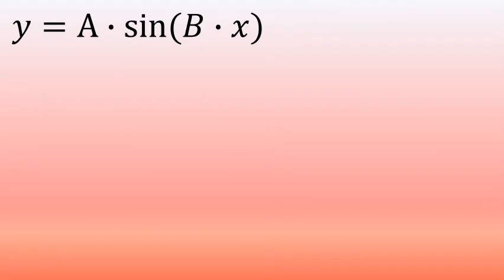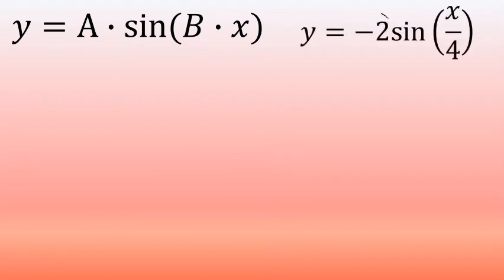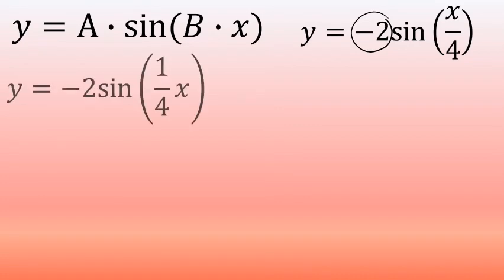For our final example, we'll take a look at a sine graph where the value of a is negative. Y equals negative 2 times the sine of x over 4 is the same thing as y equals negative 2 sine of 1/4 x. Here we have an a value of negative 2 and a b value of 1/4.